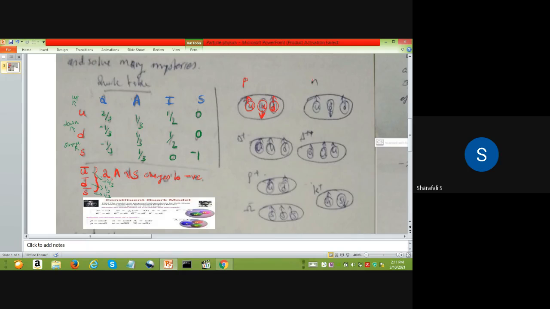Similarly, the neutron also has three quarks because it is a baryon. So it is U, D, D. Here we have two down quarks, so their spins should be different so that the Pauli exclusion principle is obeyed. In order to obey the Pauli exclusion principle, these two down quarks should have different spins.